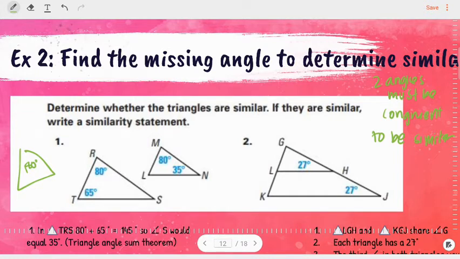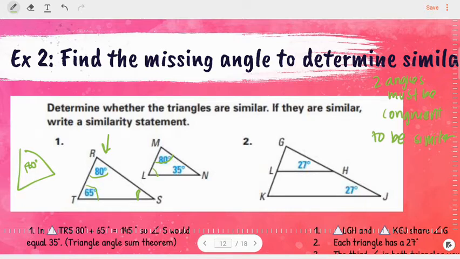So I'm going to look at these two triangles. I'm going to ask myself, are they similar? So I'm going to take triangle number 1 and determine what that last angle is so I can see if I have two matching angles, because right now I have one matching pair. There's two that are marked as 80, but I don't know if a second pair is congruent because this angle is missing and I think it should be 65, but I don't know.